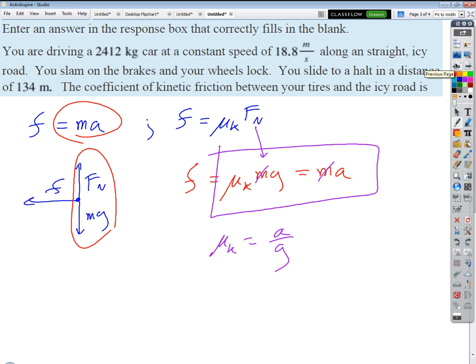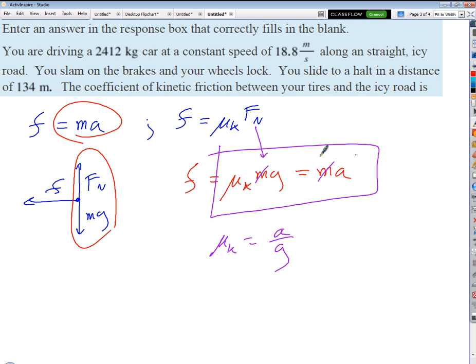So we know that mu times weight, the frictional force, equals, that's the only force acting, so that's our net force, ma. We can divide the mass away from both sides, which is always great. That means it's independent of mass, doesn't matter. So now we can just divide both sides by g to solve for mu. And we get the answer, mu just equals a over g. Just have to find a. So let's find a.